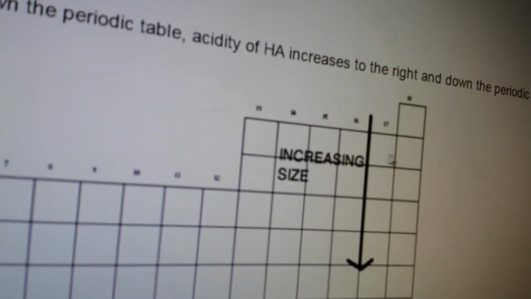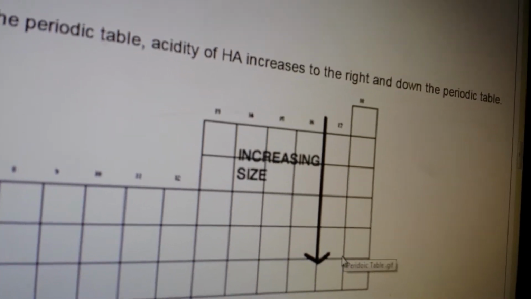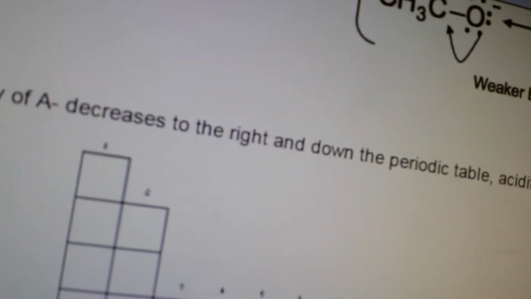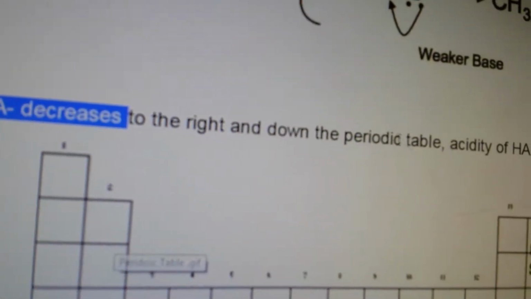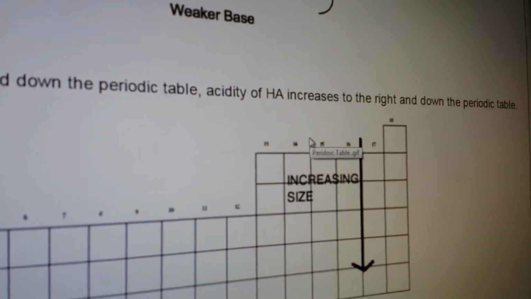If you go right, basicity is less, but it's more acidic. So just remember one thing: if you're going towards the right, acidity is more. Going down, acidity is more, and basicity is opposite. So basicity of A decreases to the right and down the periodic table. Acidity of HA increases to the right and down.